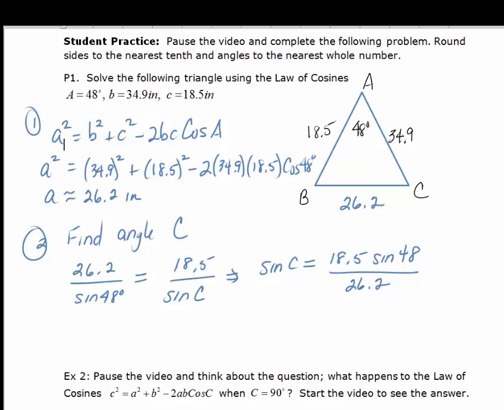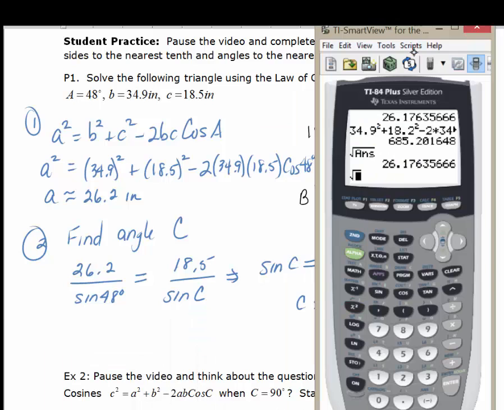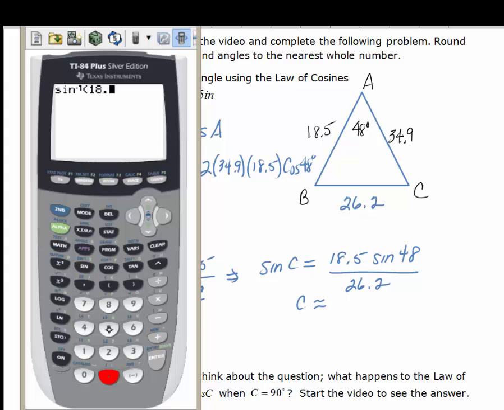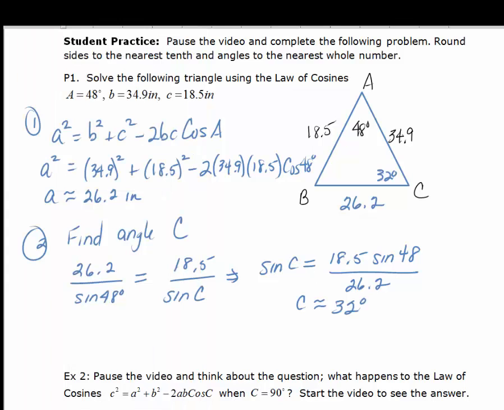So we know C, and we'll say approximately because we're going to round, is equal to the inverse sine of this expression. So we'll type this in our calculator. Second sine, 18.5 times the sine of 48 divided by 26.2. Close that. Hit enter. And we're going to round angles to the nearest degree. So we've got C is approximately equal to 32 degrees.